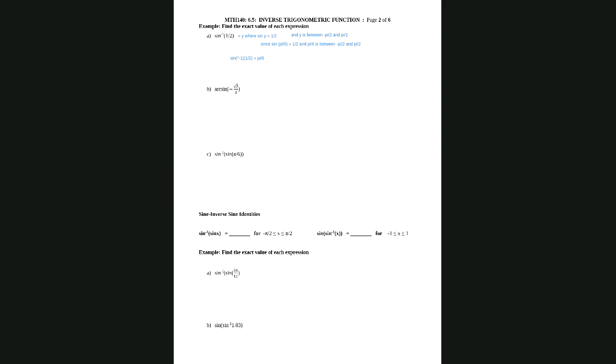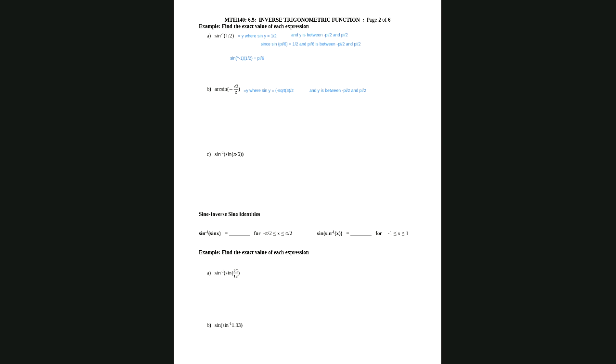Okay, next, we want to find the inverse sine of negative square root 3 over 2. So I'm going to say that's equal to y, where the sine of y is equal to negative square root of 3 over 2, and y is between negative pi over 2 and pi over 2.